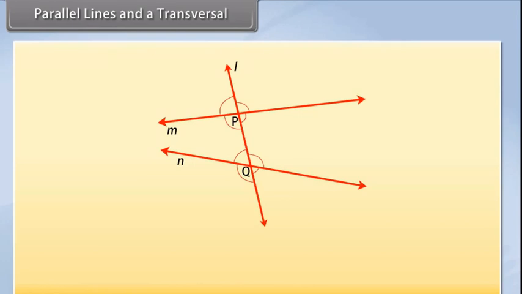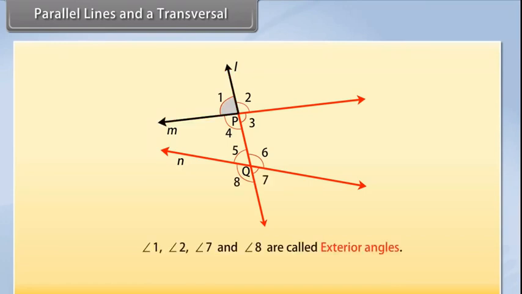Observe that 4 angles are formed at each of the points P and Q. Let us name these angles as angle 1, angle 2, angle 3, angle 4, angle 5, angle 6, angle 7, and angle 8. Angle 1, angle 2, angle 7, and angle 8 are called exterior angles, while angle 3, angle 4, angle 5, and angle 6 are called interior angles. We have also studied that when a transversal intersects two lines, we get some pairs of angles. Let's go through them one by one.